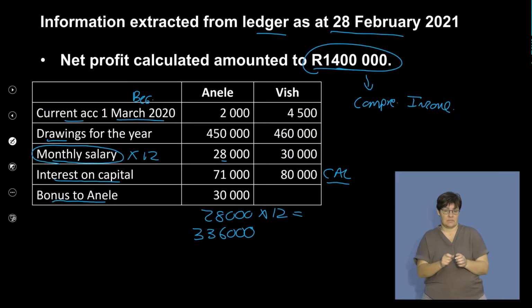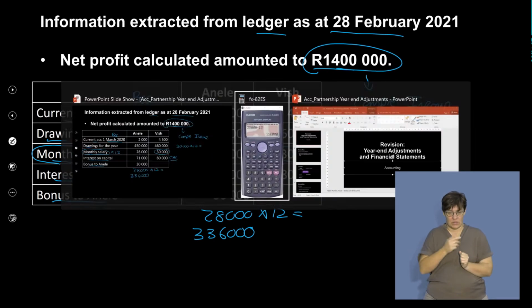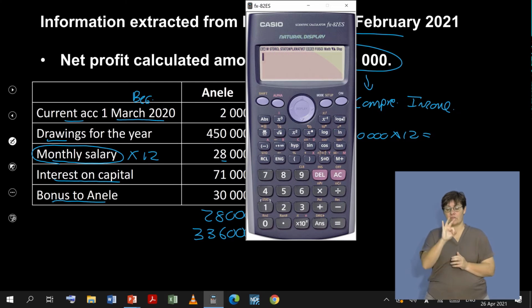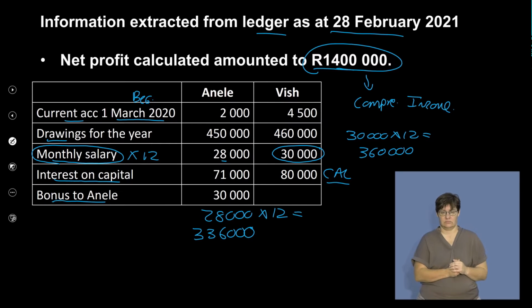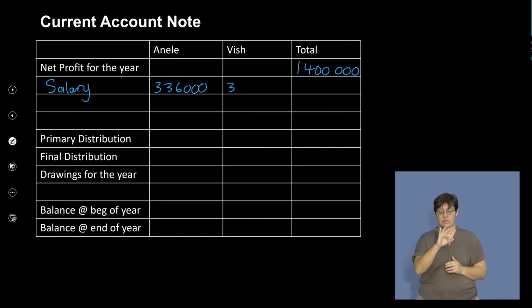We're going to do the exact same for partner Vish. So his monthly salary, not annual, is 30,000. And once again, I'm multiplying this by 12 in order to get his annual salary. So 30,000, one more zero, times 12, and that gives us 360,000. Again, I'm taking this to my note: 360,000.